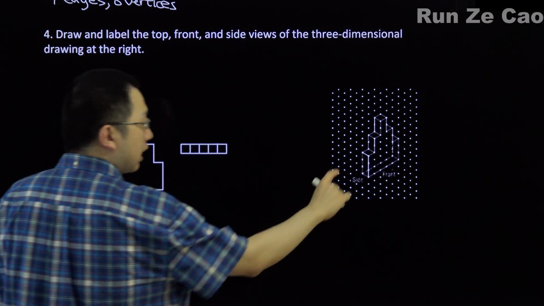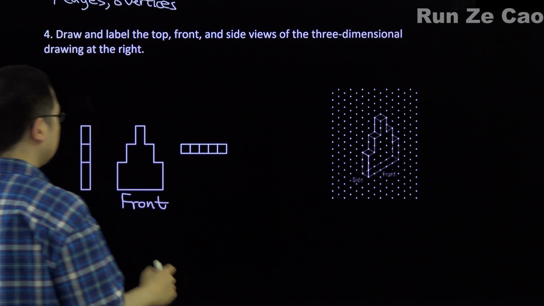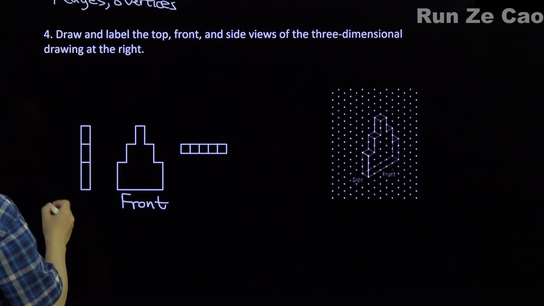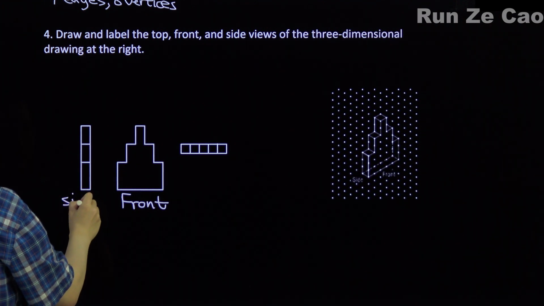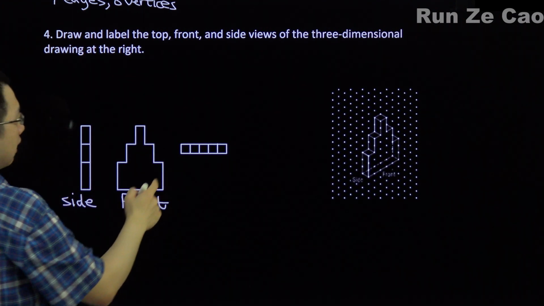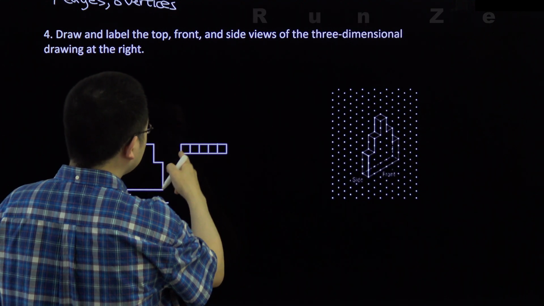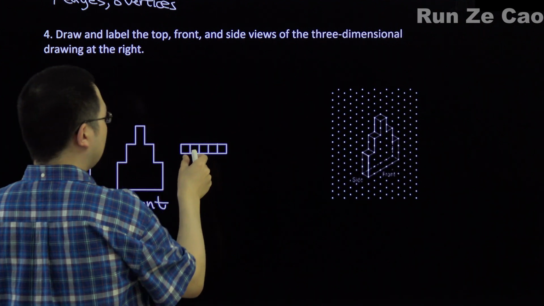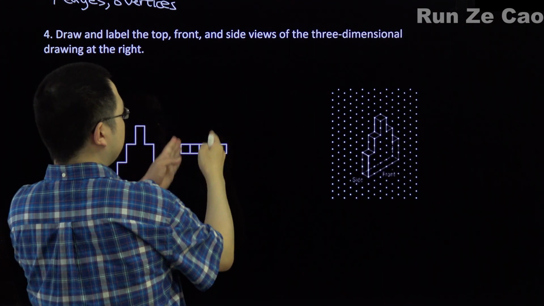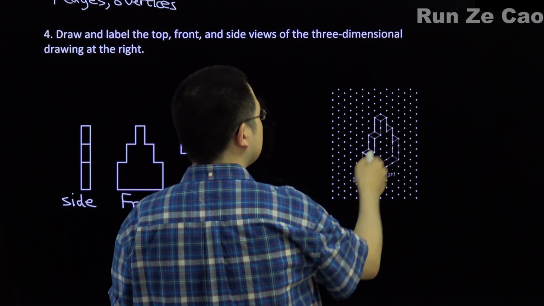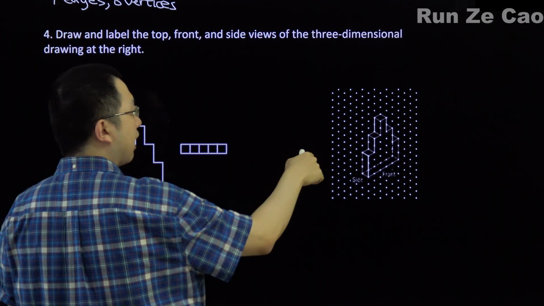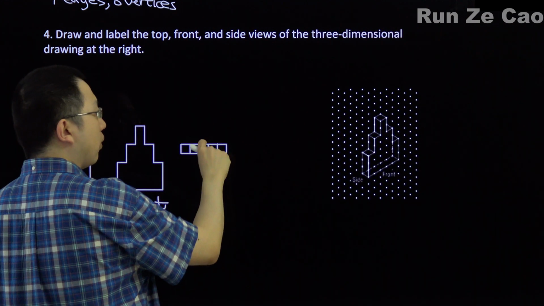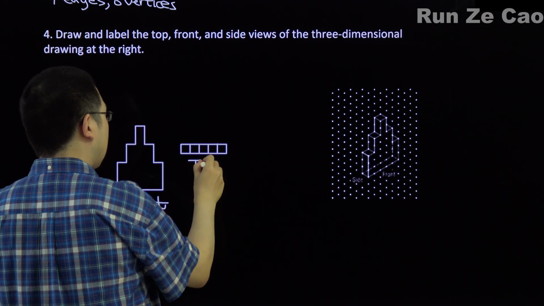And from the side, you got 3 units, 2 units, 2 units, and it's 1 unit wide. So it's 3, 2, 2, and 1 unit wide. Okay, this is the side view. And top view. The top, you have the middle protruding more, and then you have distinct divisions here and here from the top view, and it's 5 wide and 1 deep, so 5 by 1. This is the top view.